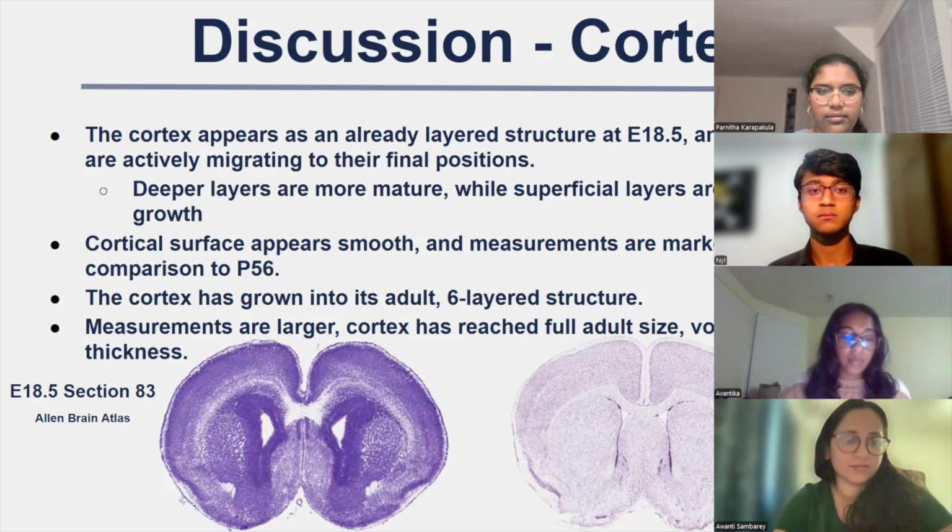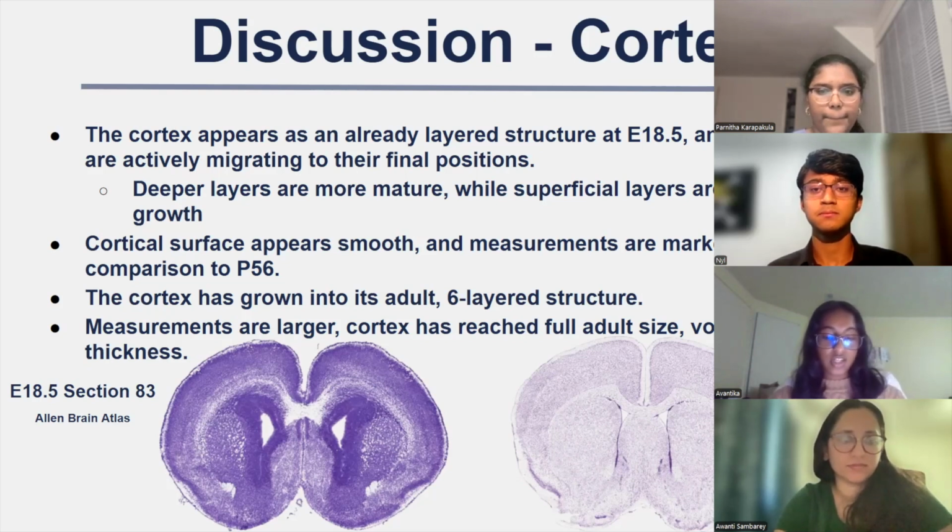By the time the mouse has matured, the cortex has grown into its adult six-layered structure, and the measurements are visibly larger as the cortex has reached its full adult size and volume.